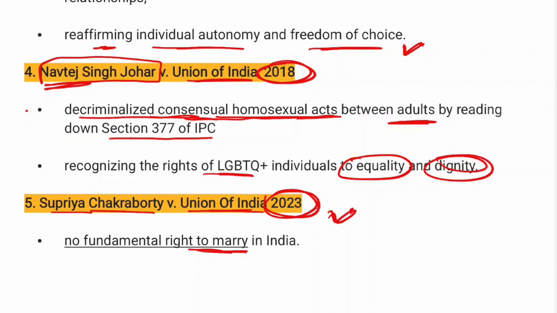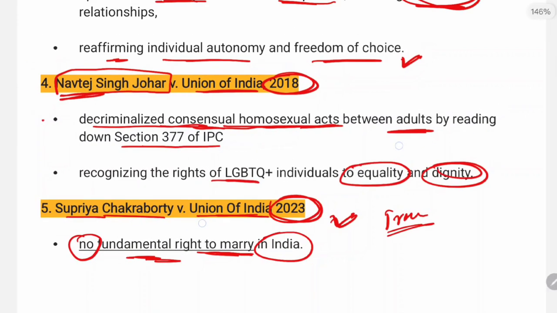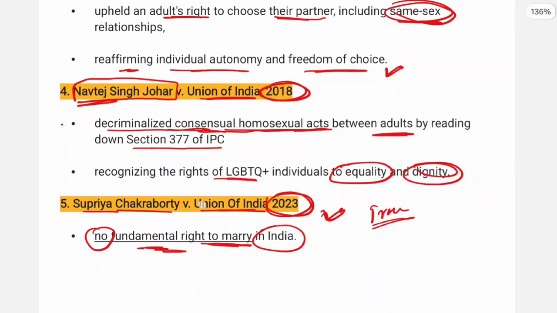However, Supreme Court said there is no fundamental right to marry in India. So this was a setback to the transgender community, as the Supreme Court denied giving legal recognition of the right to marry as a fundamental right. So these are some of the important cases related to transgender rights.